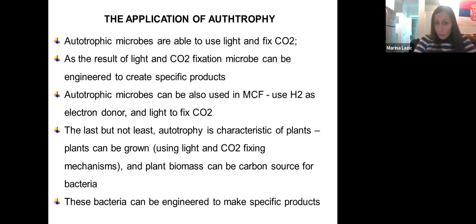Autotrophic microbes can also be used in a microbial fuel cell, which is awesome. You can use hydrogen as electron donor and light to fix carbon dioxide. I would say cheap, but the design is probably not so cheap and it's not so easy to do. And again, autotrophy is characteristic of plants, and plants can be grown using light and carbon dioxide fixing mechanism. That's how you grow plant biomass. Then that plant biomass can be used as a carbon source for bacteria, and these bacteria can be engineered to make specific products.